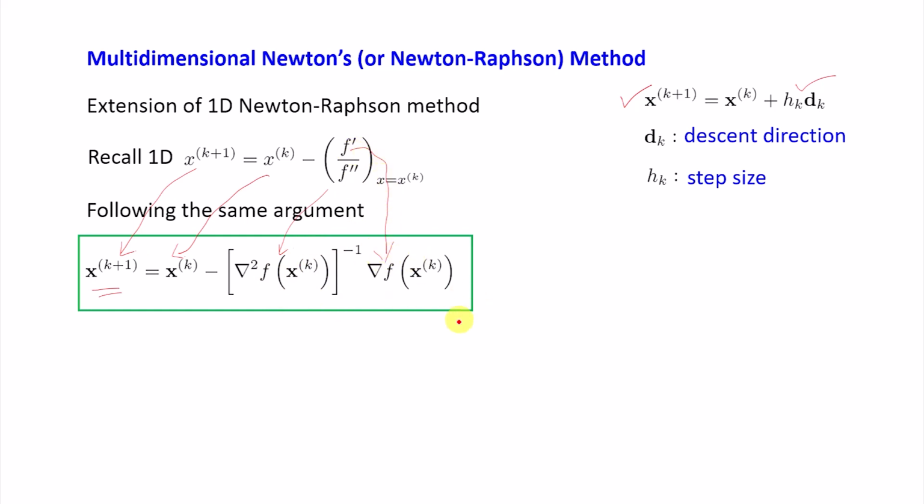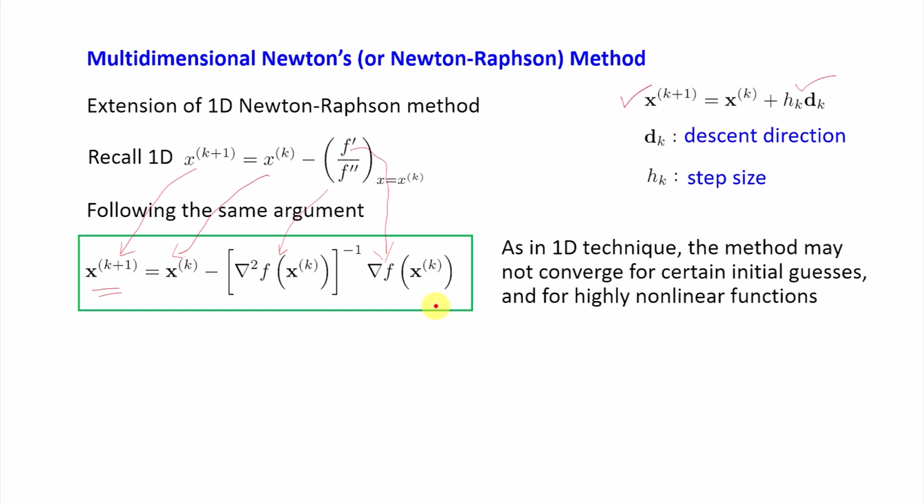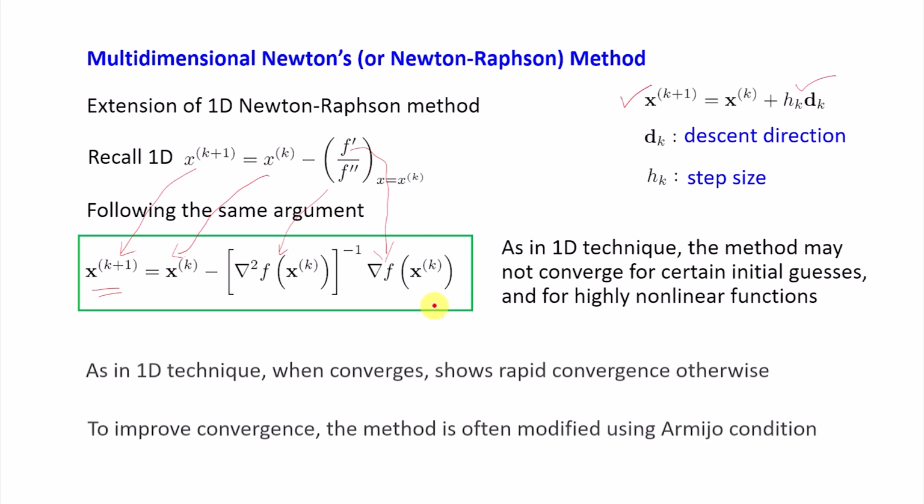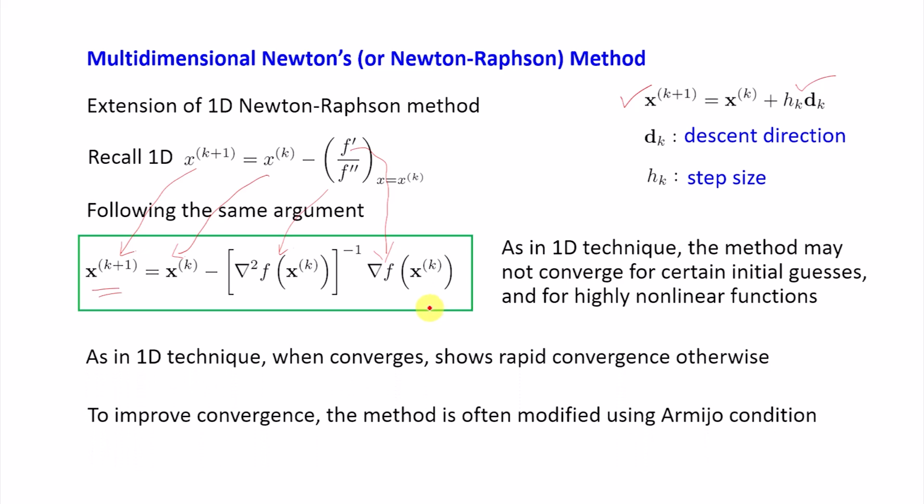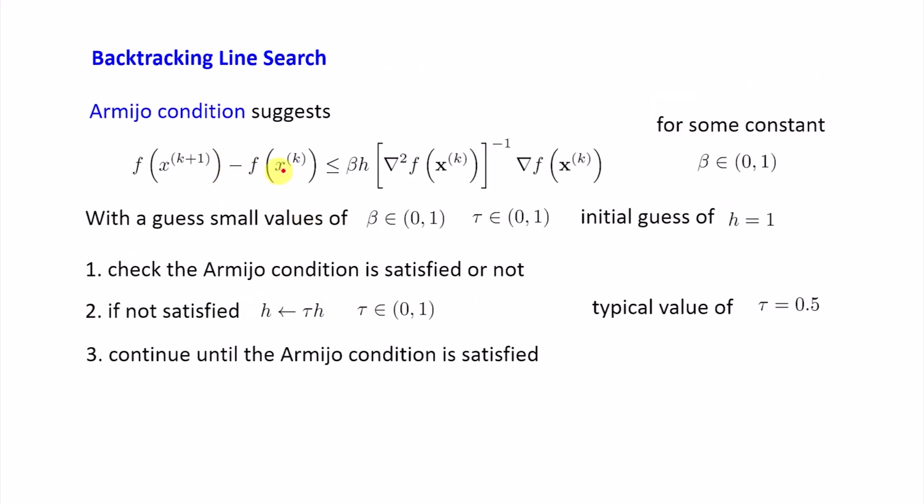So this is our algorithm, and I'll not go any deeper into how this algorithm is produced. You can try that yourself following the arguments in the 1D case. Just like the one-dimensional technique, it may not converge, but when it does converge, it converges very rapidly. And sometimes to improve convergence, we use the Armijo condition to modify it. In the Armijo condition, we use an h here, an artificial step size, and we modify it.